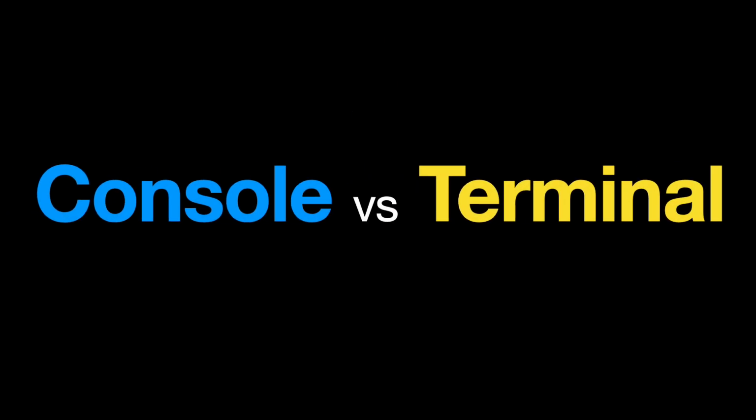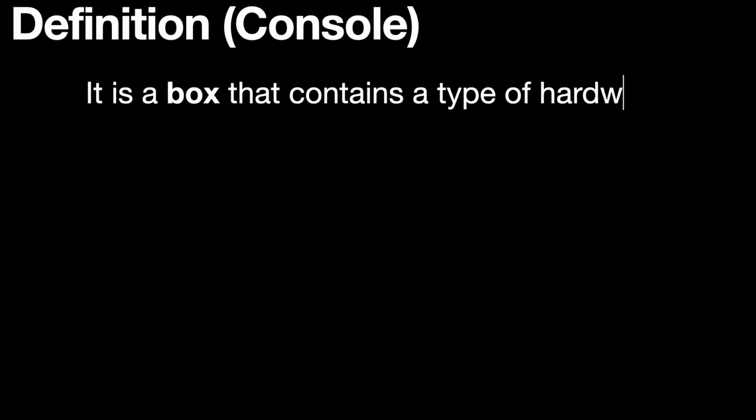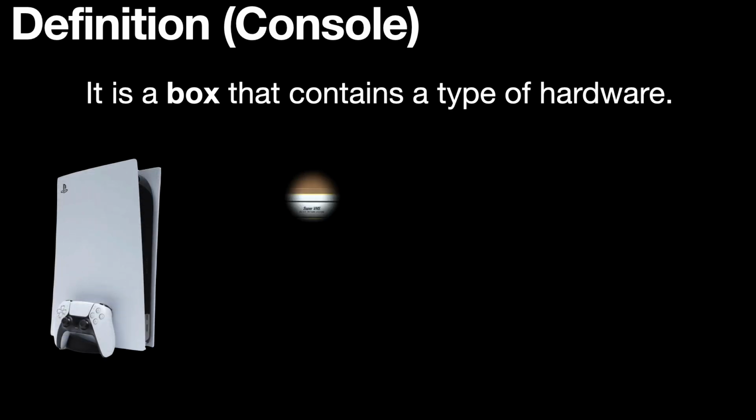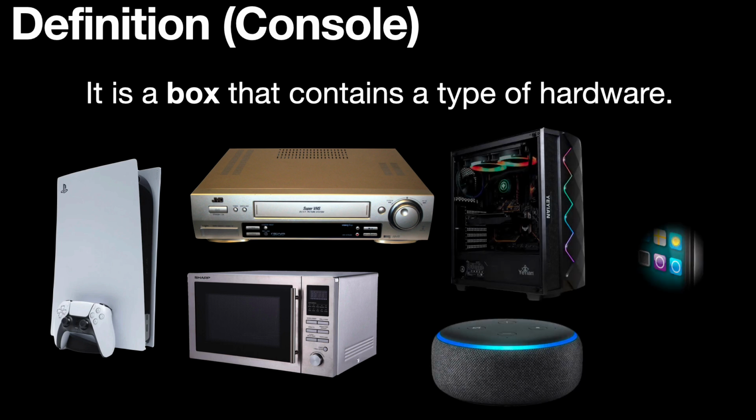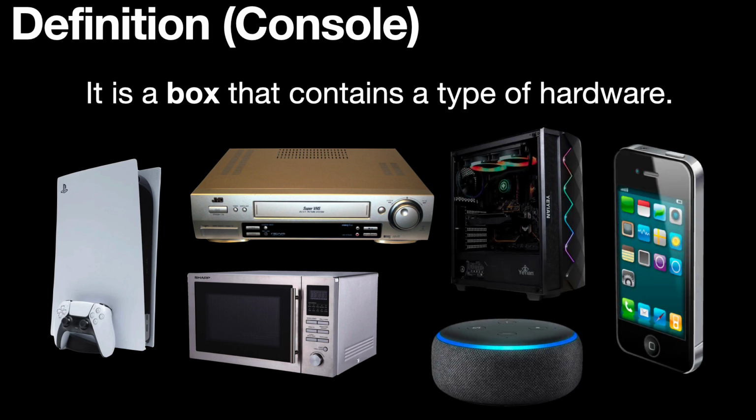The next two concepts to master and distinguish are console and terminal, as they are often used as synonyms when they are not really the same. A console is basically a box that contains certain hardware. There are many examples: video game consoles, video consoles, CPUs, microwave oven, cell phones, etc. Any hardware that is inside a box can be considered a console.